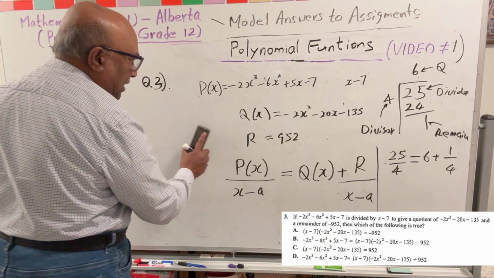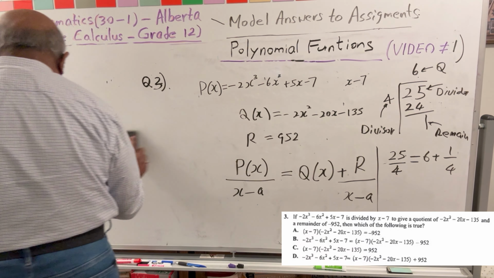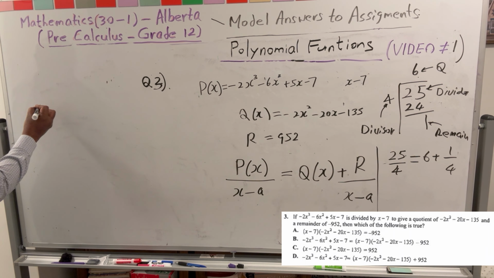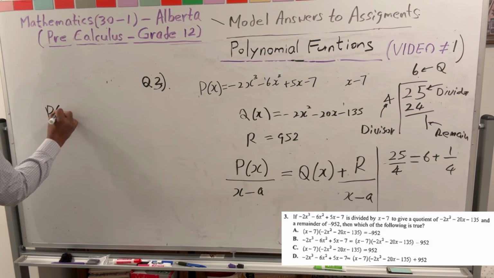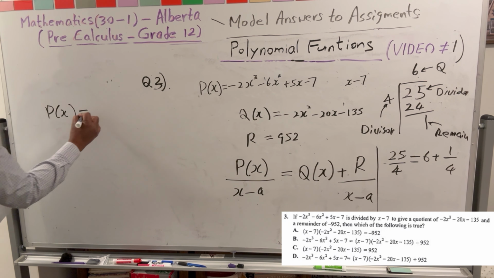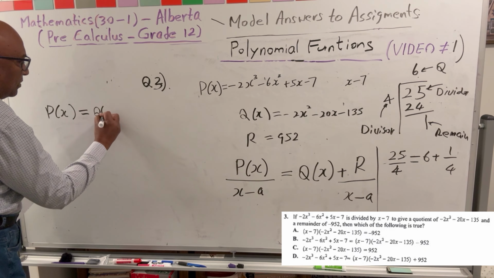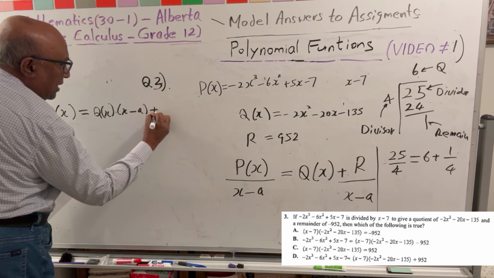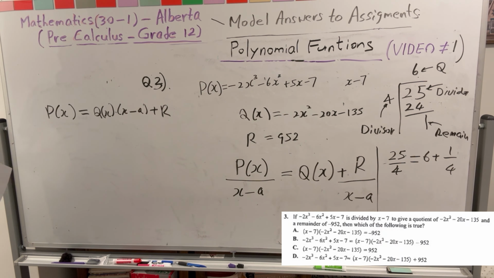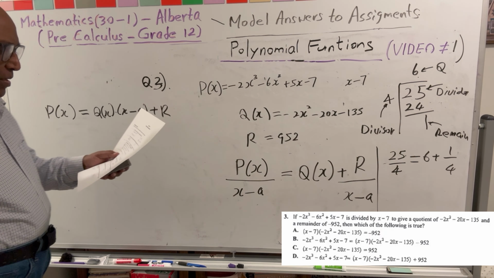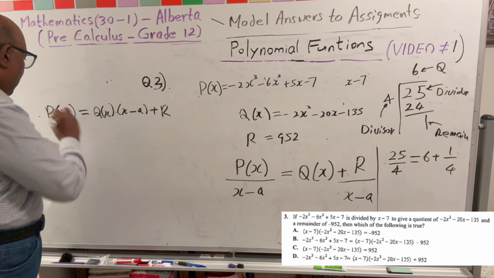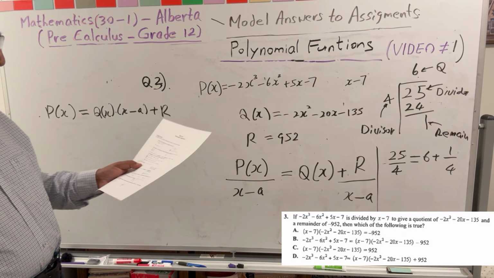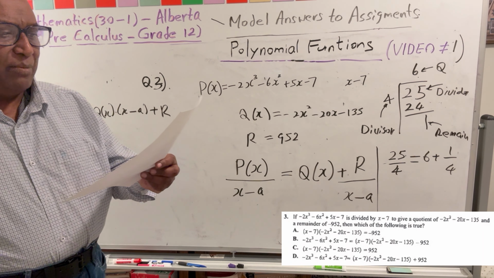After that, you can cross multiply this. When you cross multiply, you get P of x equals Q of x times x minus a plus r. That means let's follow these final results. Let's check the option which matches these final results. That is option number B.